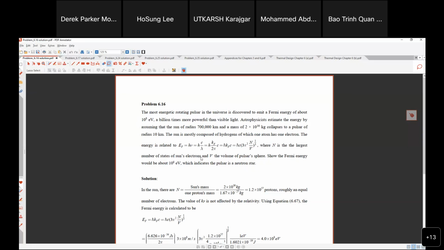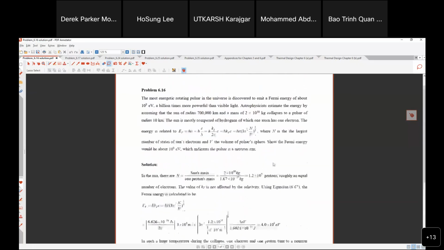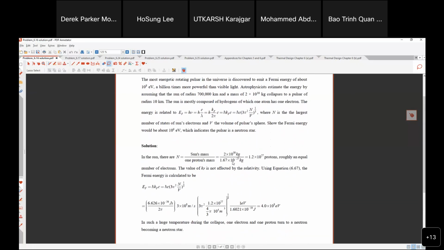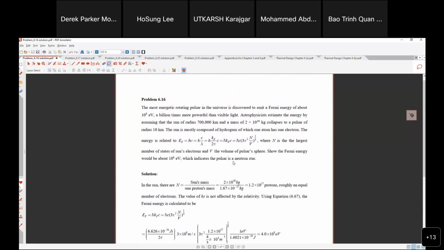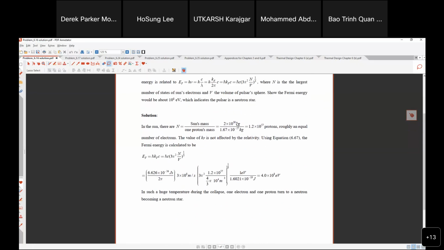So we can look at the Fermi energy and the sun's mass, assuming one proton mass, and then how many protons, and when we calculate, we come up with an energy of 4 times 10 to the 8. You can look at it, about 4 times 10 to the 8. So that pulsar is a neutron star, something like that. That's what we assumed using this. I don't want to go into detail, but something like that.